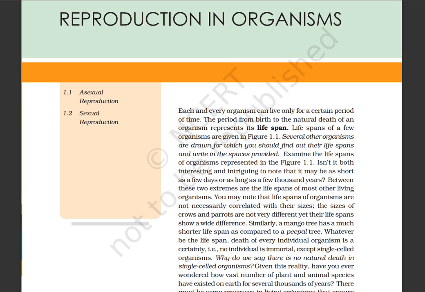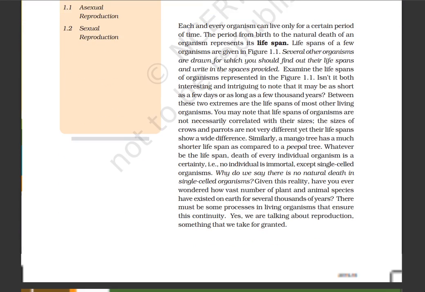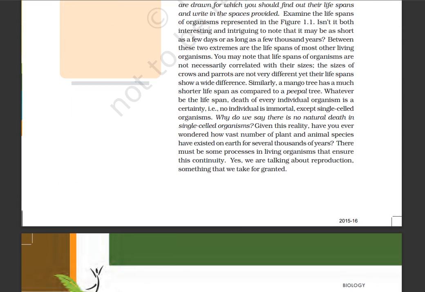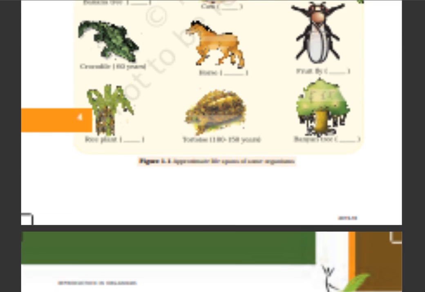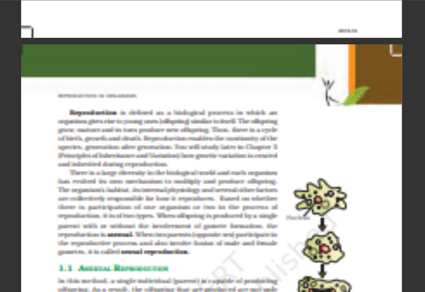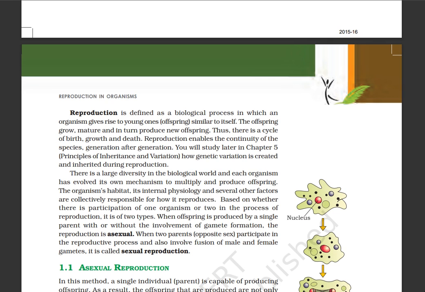Given this reality, have you ever wondered how a vast number of plant and animal species have existed on Earth for several thousands of years? There must be some process that ensures this continuity. We are talking about reproduction, something that we take for granted. Reproduction is defined as a biological process in which an organism gives rise to young ones, offspring, similar to itself.